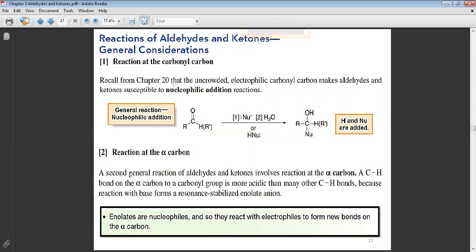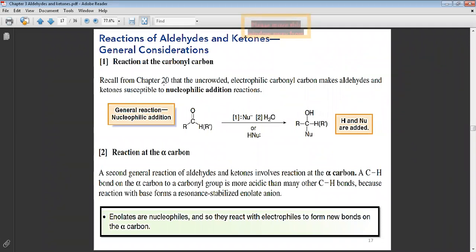He said from this chapter, that the carbonyl carbon is uncrowded and electrophilic. He said this carbon here will be uncrowded, meaning without steric hindrance. And he said electrophilic, that means it will be positive or partially positive. For this reason, this carbon makes aldehydes and ketones susceptible, suitable, to the nucleophilic addition reaction.